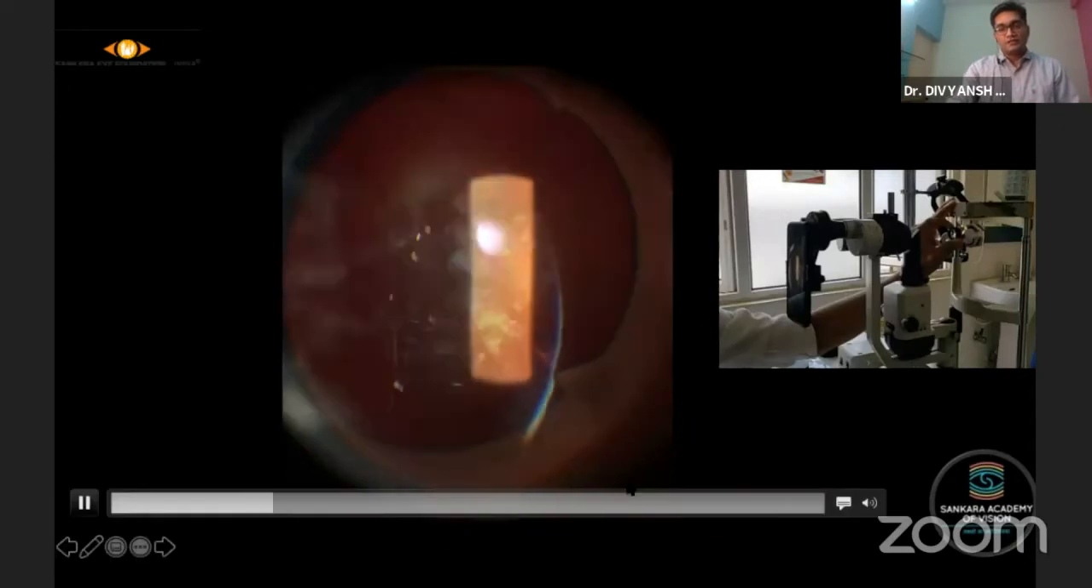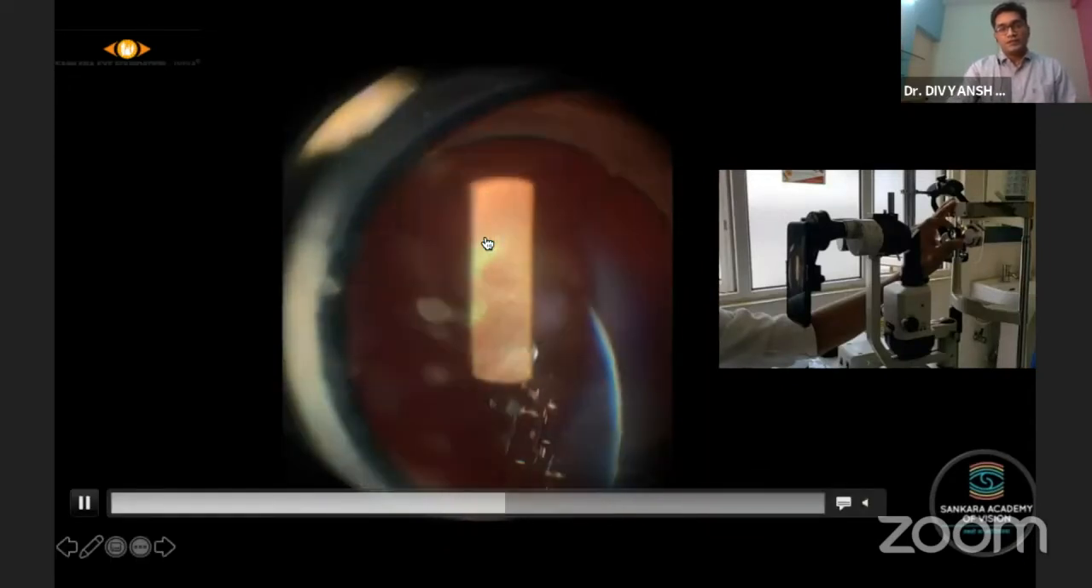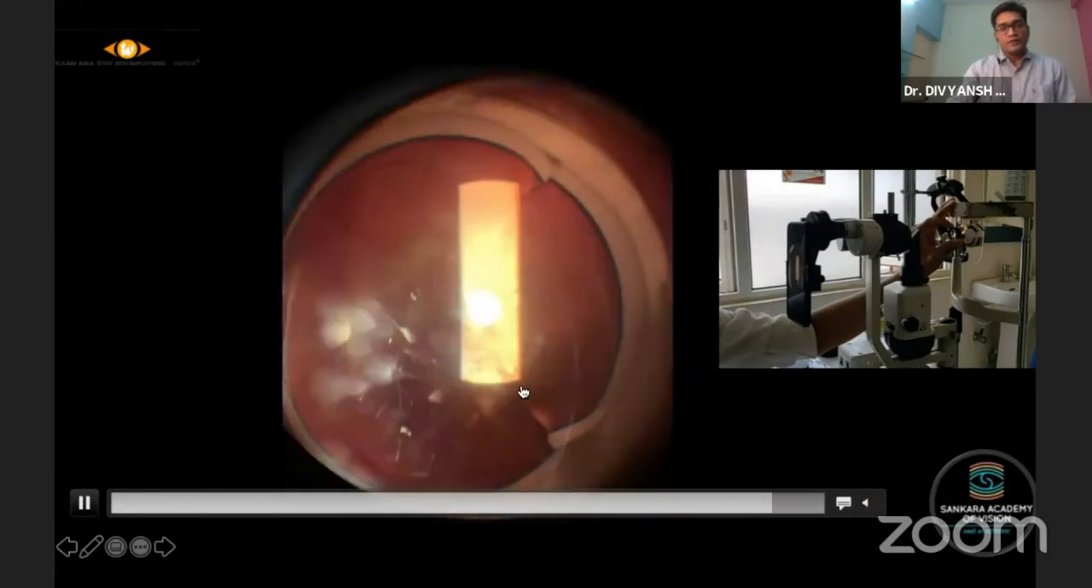As we can see, yes, in the slit lamp evaluation also. This is a diabetic patient where we can see hard exudates, soft exudates. And yes, in the periphery also, we can see if we increase the illumination.